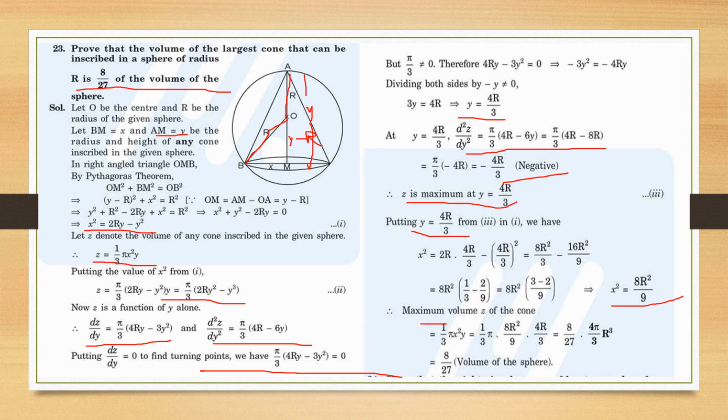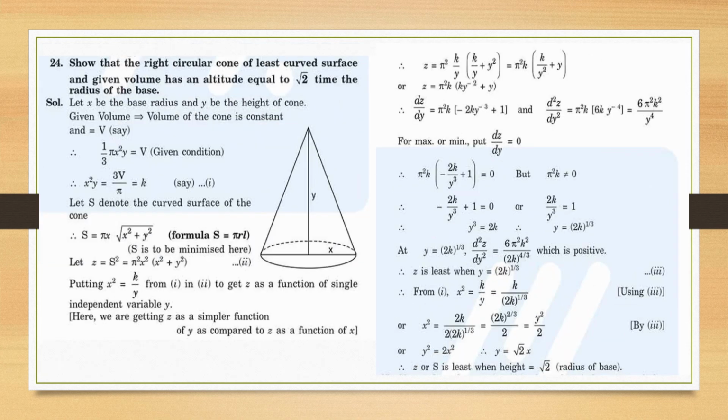Now the volume of the cone is 1 by 3 pi x square y, that is 1 by 3 pi, put the value of x and y here. Now combine the 8 by 27 together, and the remaining thing is 4 by 3 pi r cube, and this you know very well, it is the volume of the sphere. So I proved that the volume of the cone is 8 by 27 times the volume of the sphere.